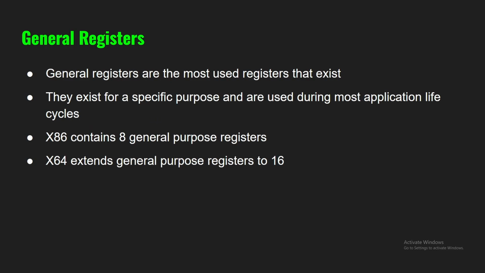General registers are the most used registers that exist, and there's a select few of them. They exist for a specific purpose and are used during most application life cycles. Every time you load an application into memory, when you double click it or when your computer starts up, that's its thing beneath the hood: it's loading things into memory and running them. Just because you're not doing it, that's just how it works. This is how they're going to be used. So x86 contains 8 general purpose registers, and x64 extended this to 16. Obviously you've got double the capacity, so you have double the space to do things, and you've got all those new bits on those existing registers as well.